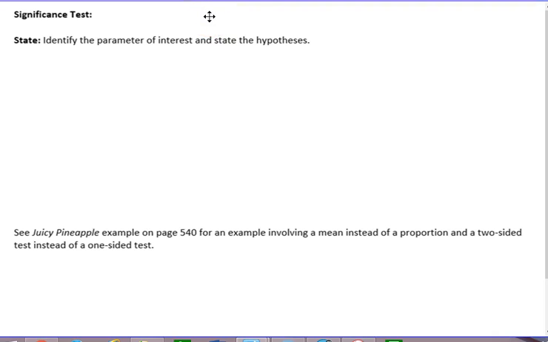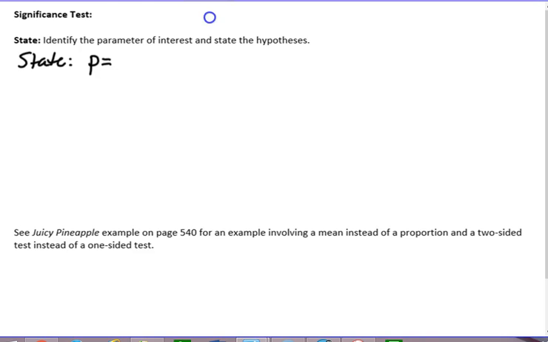The first part of an inference test is the state part. We're stating our goal here, and in this case, in a hypothesis test or a test of significance, we're going to state the parameter of interest and the hypotheses. So the parameter of interest is a population measurement. In this case, we're looking at a proportion.